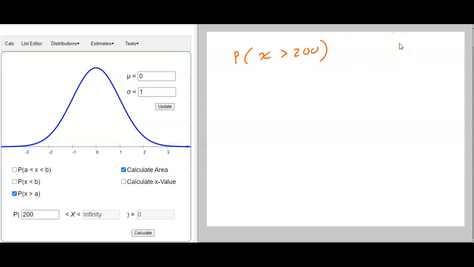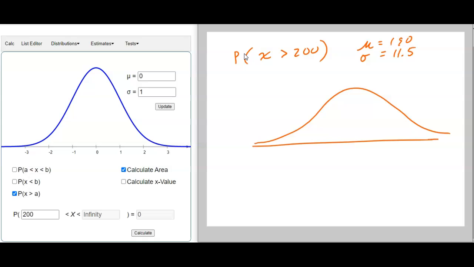This is what if the mean is equal to 190 and the standard deviation is equal to, let's say, 11.5. Now, that's a very different problem. Here's what that would look like on the graph. 190 would be in the middle, and then 11.5 more would be 201.5, right?